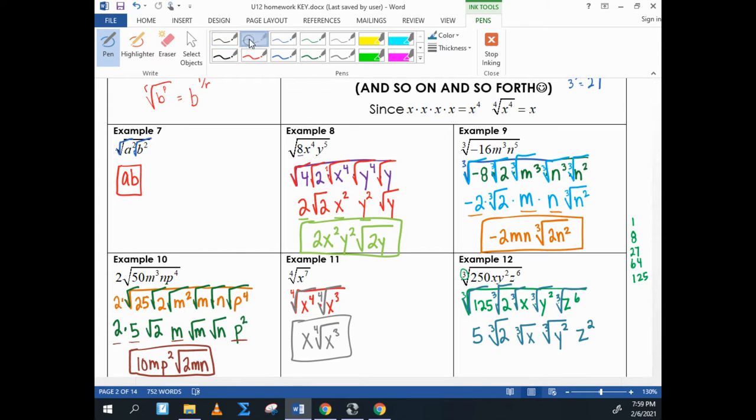All right, and then we can just go ahead and multiply everything outside the radical together, which was just our 5 and our z squared. And then under the radical, we've got a 2xy squared. And you're finished. Look how fun that was.